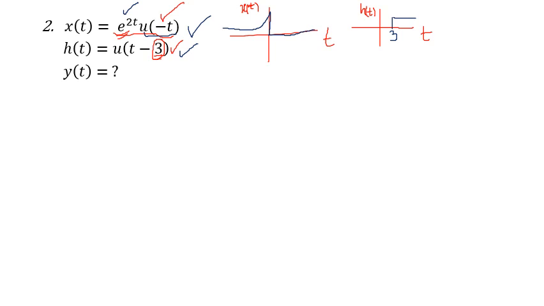The next step is that we replace t by tau. It's better to make a separate figure for this, but I'm just doing it here. So I get x of tau, which will be equal to e power 2 tau into u of minus tau. The next step is that we reflect one of the signals. So I just reflect the response signal, and what I get is this.